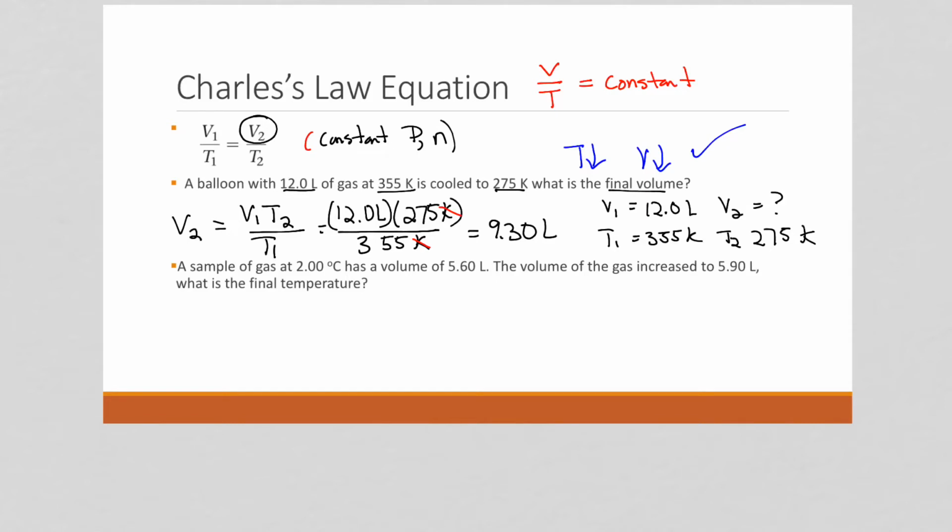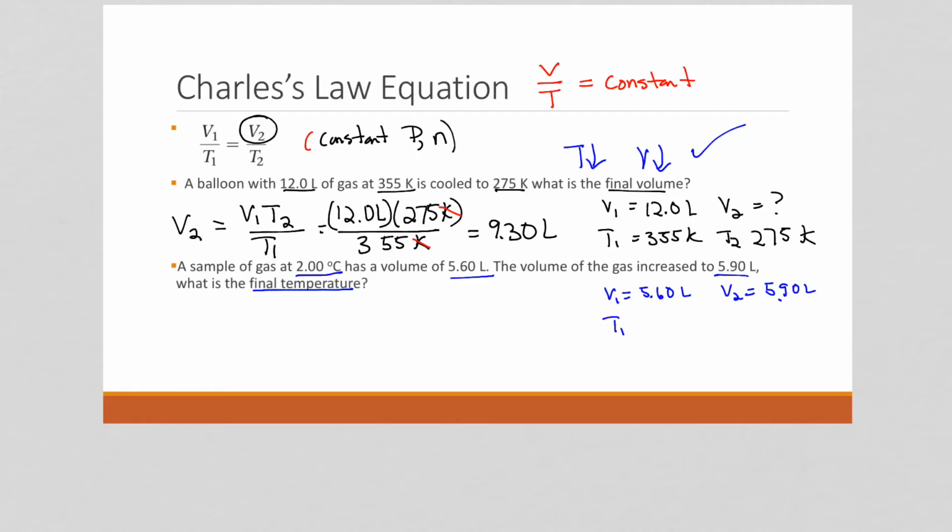Now, let's do one more example here. In this one, we have a gas sample that's at 2 Celsius, 5.6 liters. We increase the volume to 5.9 liters. What would the temperature need to be? Well, once again, we have a V1 that's equal to 5.6 liters. We have a V2 that's equal to 5.9 liters. We have a T1.